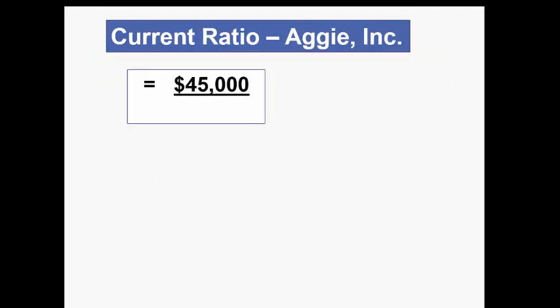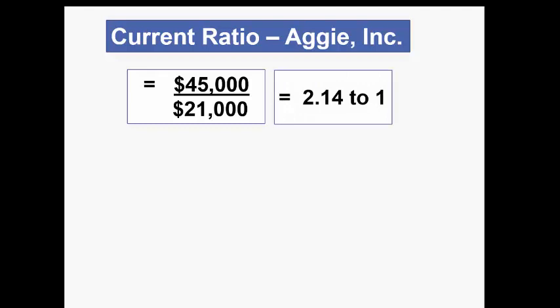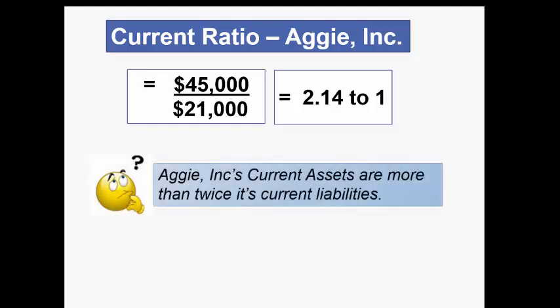So we can take the numbers we just computed, that is current assets of $45,000 divided by current liabilities of $21,000, and we get 2.14, or sometimes this is written as 2.14 to 1. Now what this tells management is that the current assets are more than twice the current liabilities. And in some industries, the rule of thumb is that you want this to at least be 2.0 or higher. Now, obviously, if this gets too high, you're really not using your assets wisely. So there is a range that would be appropriate.